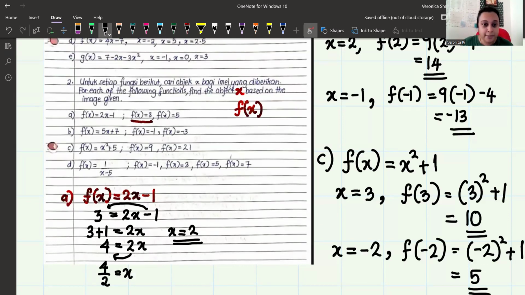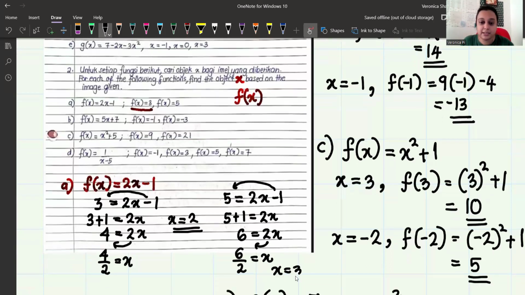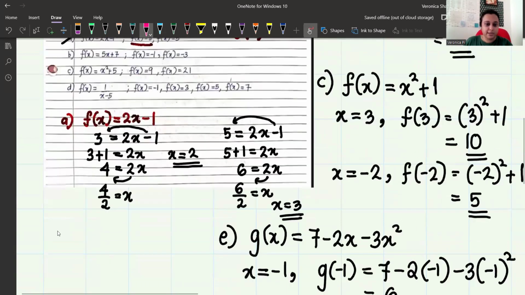Okay, the second one, f(x) is given as 5. So teacher replaces: 5 equals 2x minus 1. You replace the 5 at the f(x) place. So again, I move this to the front. So 5 plus 1, here teacher gets 6. So I have to move the 2, right? Because the 2 is attached. So divide here. So we get the x ready or not? So the x is 3. So A is settled.